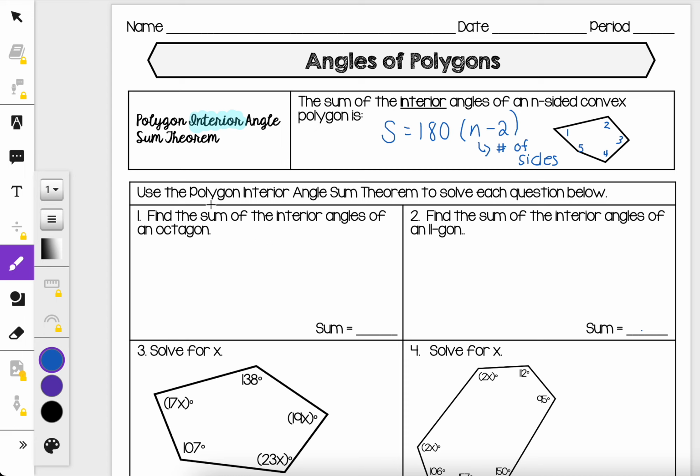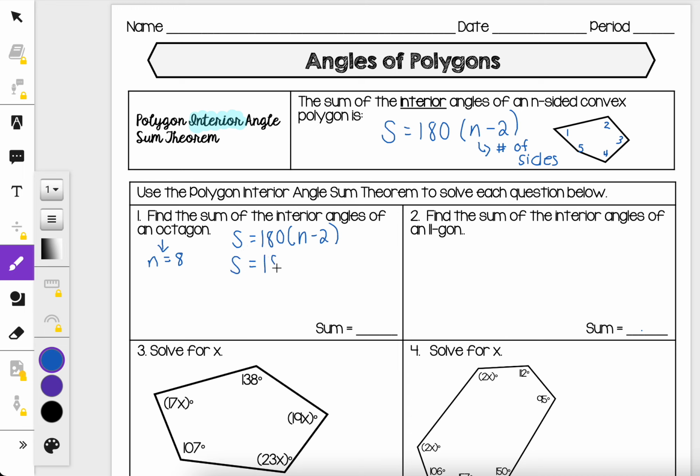Okay, so in our first example, it says find the sum of the interior angles of an octagon. So we need to know first that an octagon has 8 sides. And then we can use this formula, S equals 180 times n minus 2, to calculate the sum of the interior angles of this octagon.